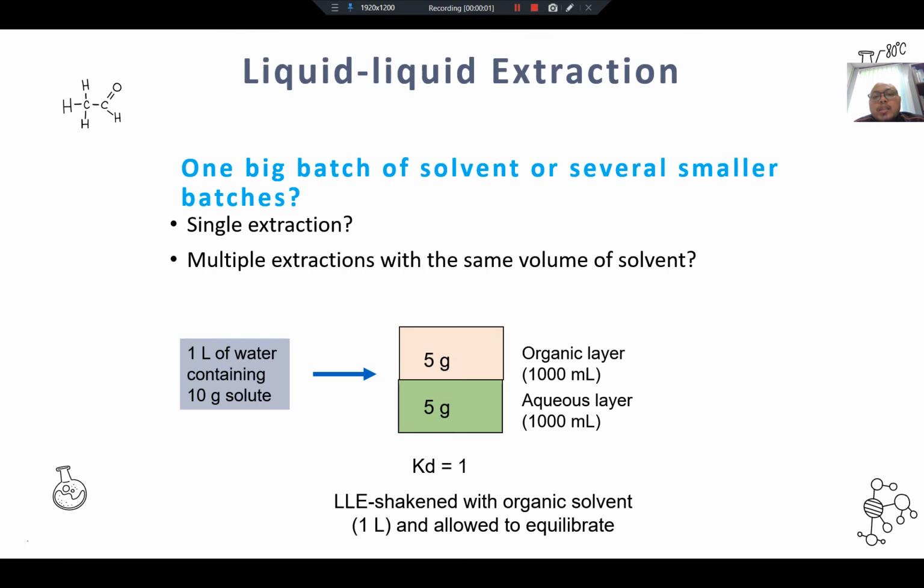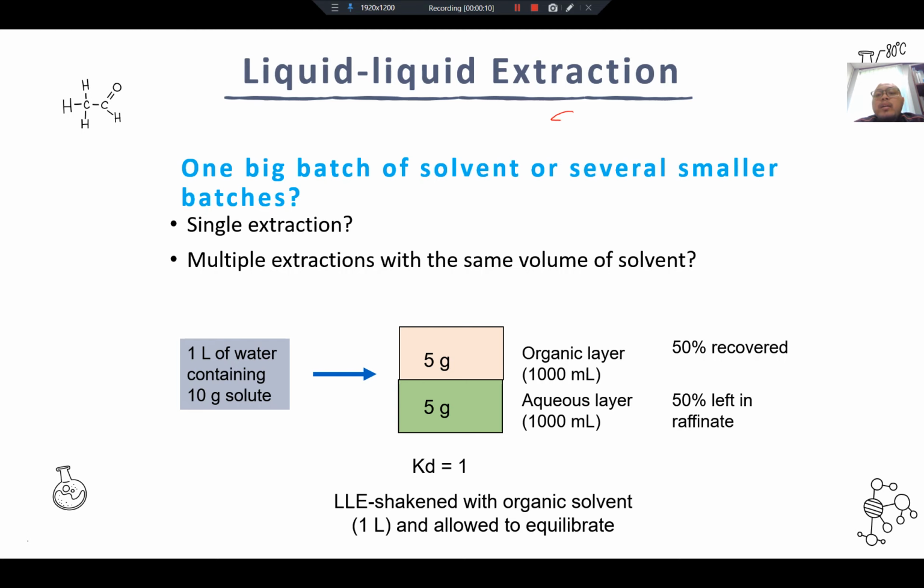Okay, the next question: for liquid extraction, is it preferable to use one big batch of solvent or several smaller batches? Okay, one big batch. So let's say you have 500 ml. Do you want to extract using 500 ml at one time, or can you extract, for example, using 250 ml plus 250 ml? So we compare apple to apple lah. So 500 ml versus 250 ml plus 250 ml, one time or two times, which one is better?